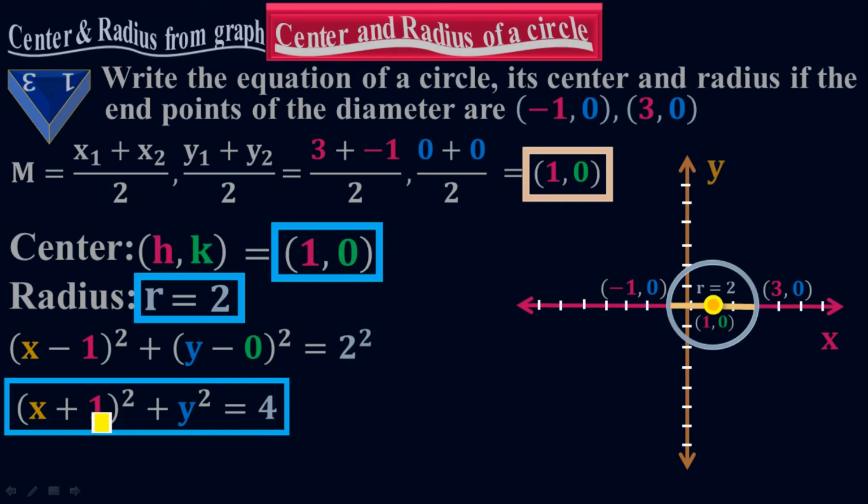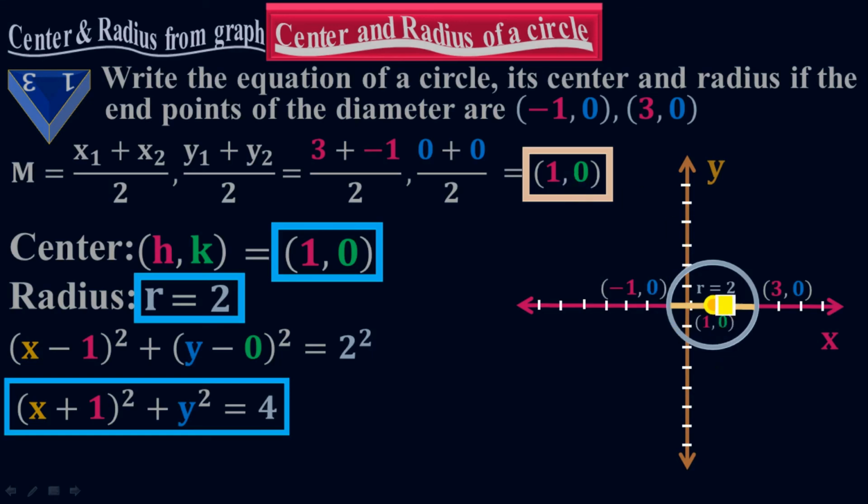This is the equation. Again, the diagram was given, and we will need 3 things: the center of the circle, the radius of the circle, and the equation of the circle. The diameter was given here. To find the midpoint, we used the midpoint formula. What is the midpoint? Midpoint is actually the center of the circle. We use the midpoint formula to find the center of the circle. So the center of the circle we got here is (1, 0).